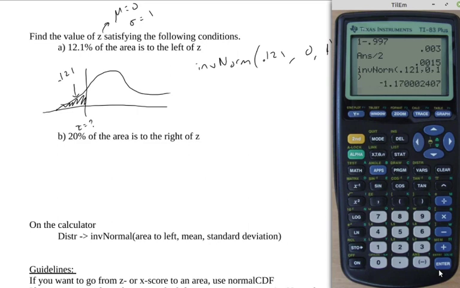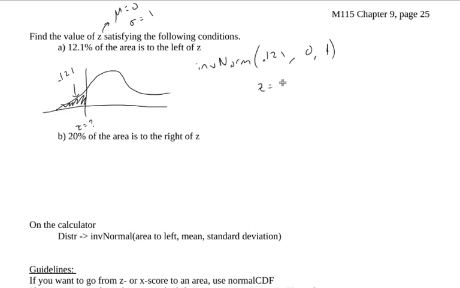This gives us a z value, because I said the mean is 0 and the standard deviation is 1. If I'd put in a different mean or a different standard deviation, this would be my x value, but my x value is the same as my z value in this instance, since the mean is 0 and the standard deviation is 1. In any case, I get that z is negative 1.17. So if you have a z value of negative 1.17, then approximately 12.1% of the area is to the left of z.